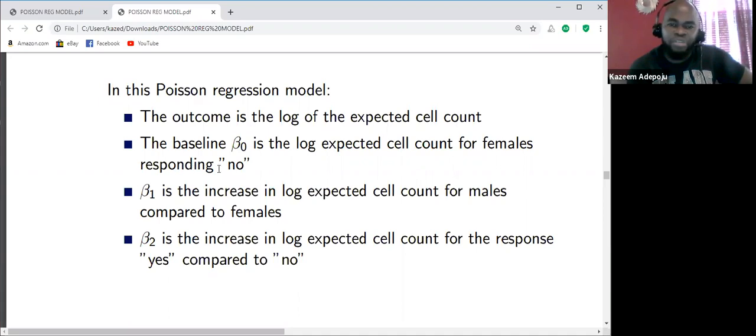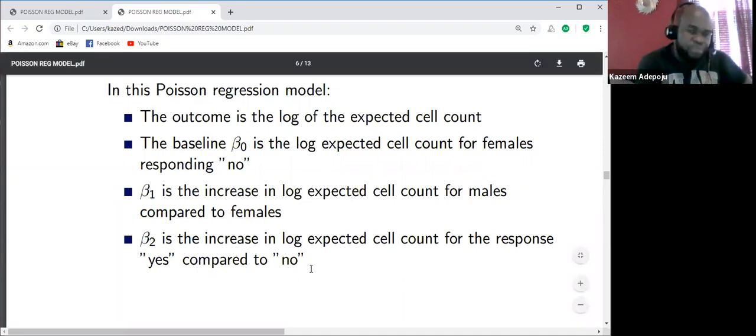Regarding responding no, beta 1 is the increase in the log expected cell count for male compared to females. And beta 2 is the increase in the log expected cell count for responding yes compared to no. I'm just trying to walk you through this with regard to the model under investigation.